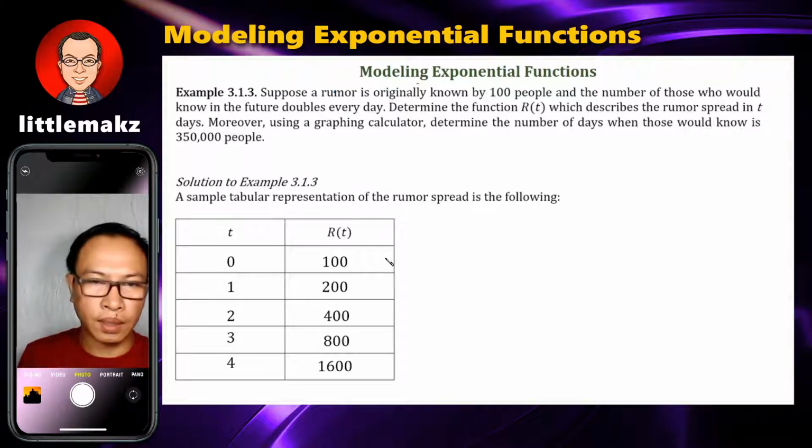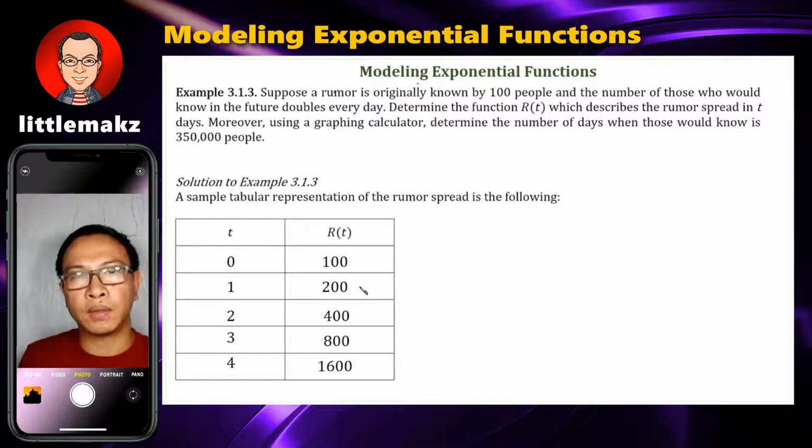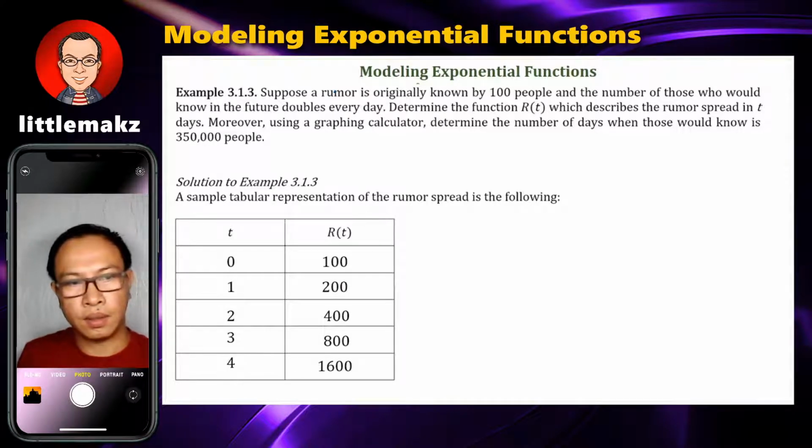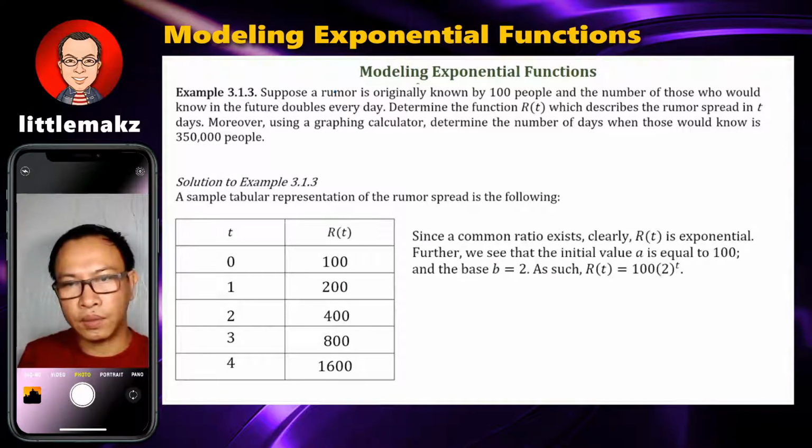So the initial is 100, and then it doubles every day. Therefore, the next day after, we have 200 already, and then 400, 800, and 1600. Now, early on, we said that if the base is 2 and the value of A is equal to 100, we could now say that R of t is equal to 100 times 2 raised to the power of t, and we could simply solve for that unknown t through the Desmos graph.